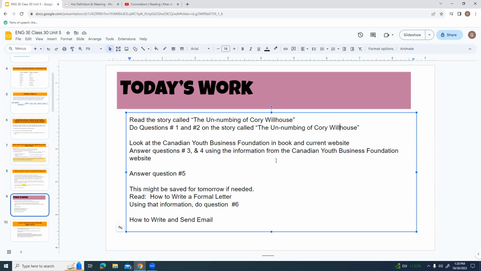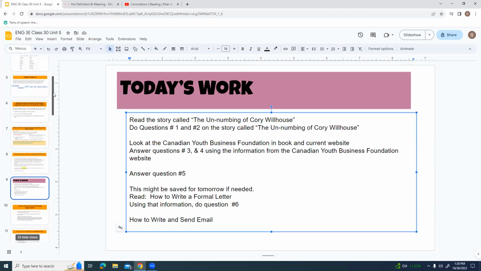And if not, we'll go on to tomorrow, which is how to write a formal letter. And then using that information, we can do question number 6. And then I don't know if we'll have time to get to the spot where we talk about how to write and send email, which we probably already know, but it's part of one of the readings, so I've included it.